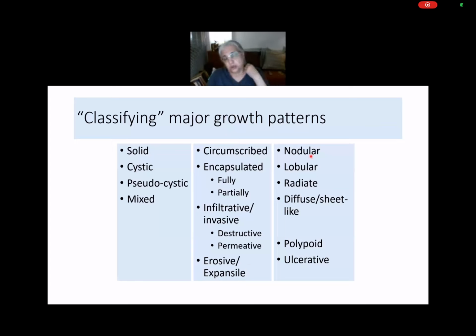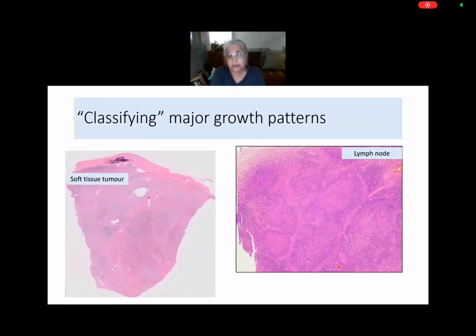Then there are other patterns. You did hear about nodular, lobular. You have radiate patterns of growth. You get diffuse sheet-like, which is for all practical purposes a patternless growth pattern. You see polyp, polypoid, or ulcerative patterns. Now you've heard all these terms. Here on the left is a soft tissue tumor. On the right, there is a lymph node.